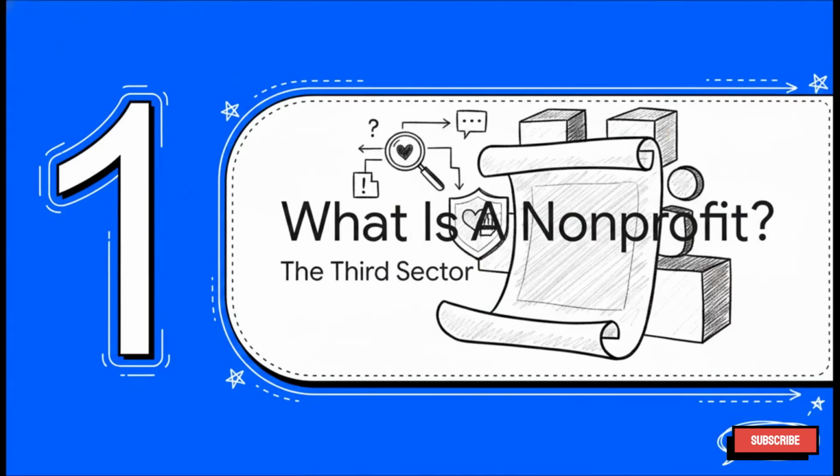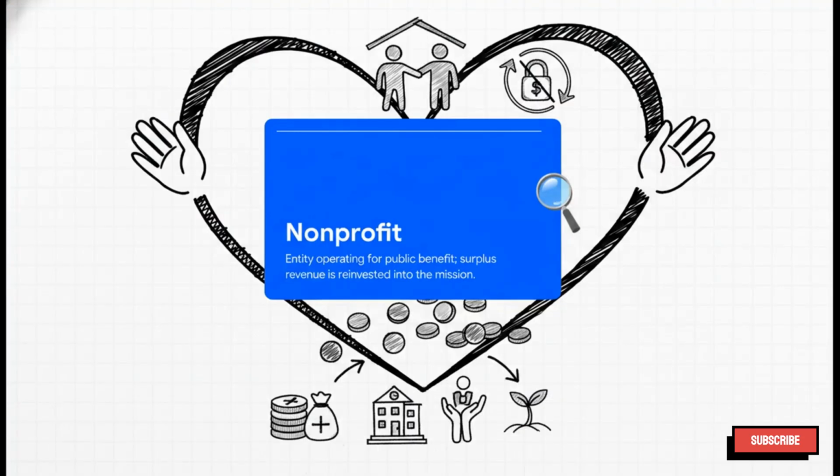Starting with Section 1. What exactly is a nonprofit? Stripping away all the legal jargon, a nonprofit simply exists to serve the public, period. By law, any extra money it makes has to go right back into the organization's mission rather than into anyone's personal bank account. Experts call this the non-distribution constraint, which is really just a fancy way of saying there are no private owners or shareholders getting a cut of the profits.